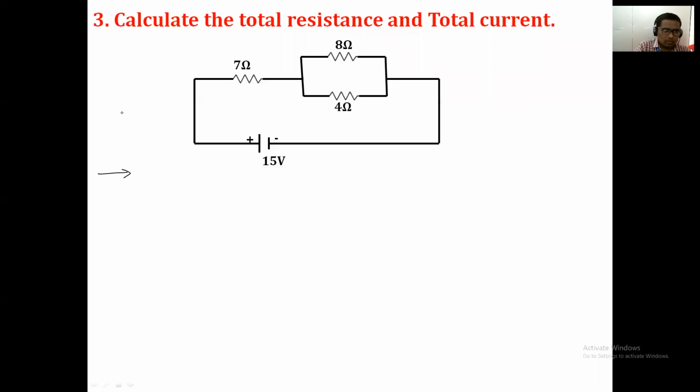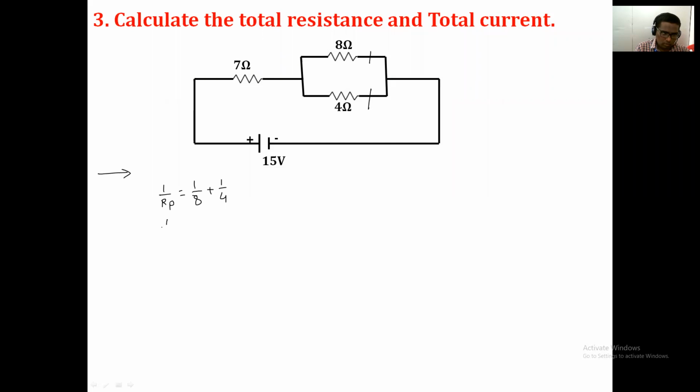Now, all of you please concentrate here. Here we have to calculate the total resistance. If you see the diagram, you can easily say that this 8 ohm and this 4 ohm are connected in parallel. And this 7 ohm is connected in series with this parallel combination. Is it right? So let's calculate the resistance first. Let me calculate the total resistance of these two parallel branches. For that, I use 1 upon Rp, which is equal to 1 upon 8 plus 1 upon 4.